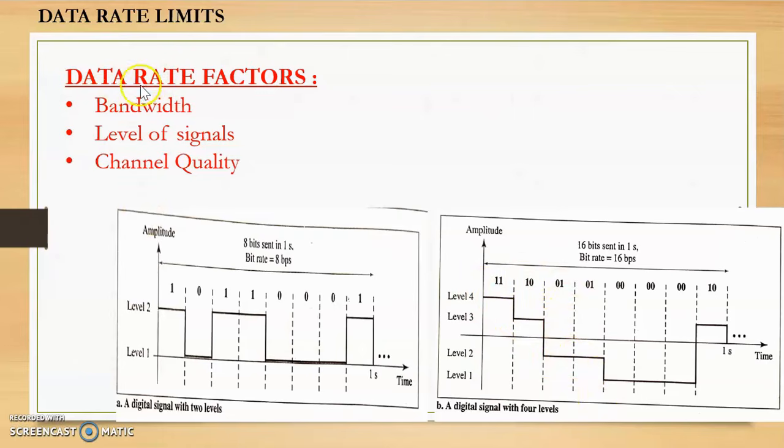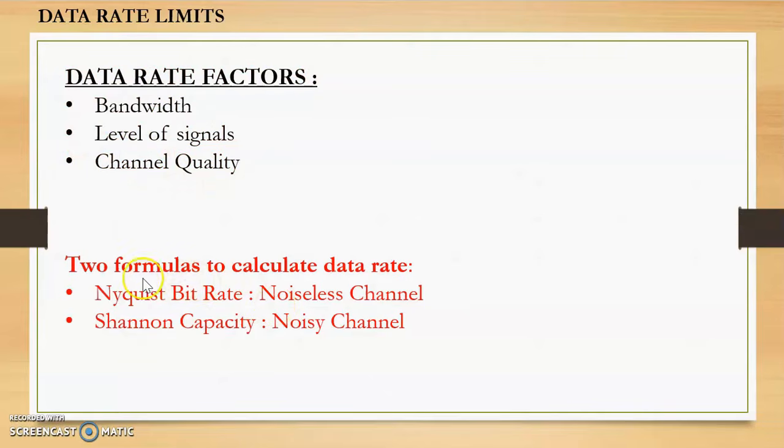And the third factor on which the data rate will depend is the quality of the channel, or we can say the level of noise in the channel. Now there are two formulas used to calculate the rate at which the data will be sent. That is the Nyquist bit rate for a noiseless channel and Shannon capacity for a noisy channel. So in this video we will discuss both of these in detail.